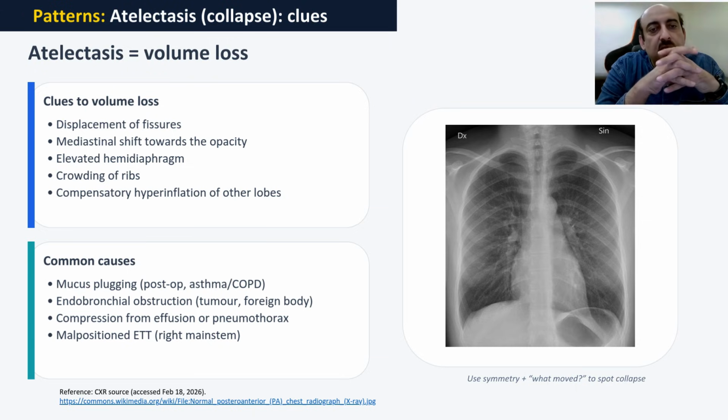Or if there is compensatory hyperinflation of the other normal lobes of the lung, then you would suspect atelectasis or volume loss. One of the commonest causes is mucus plugging leading to partial atelectasis in patients with COPD, asthma, bronchiectasis, or elderly patients who have recurrent aspiration pneumonitis, or anything obstructing the endobronchial airways, so any foreign body or tumors. And also it can be a massive compression due to large pleural effusions or pneumothorax or malpositioned endotracheal tube.